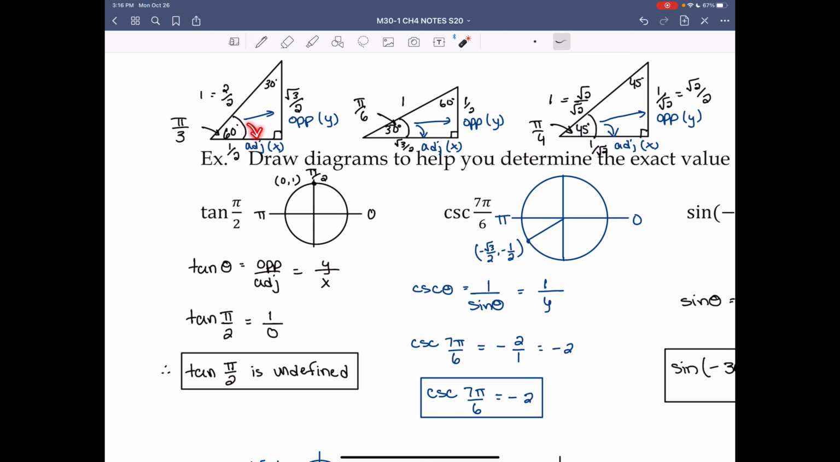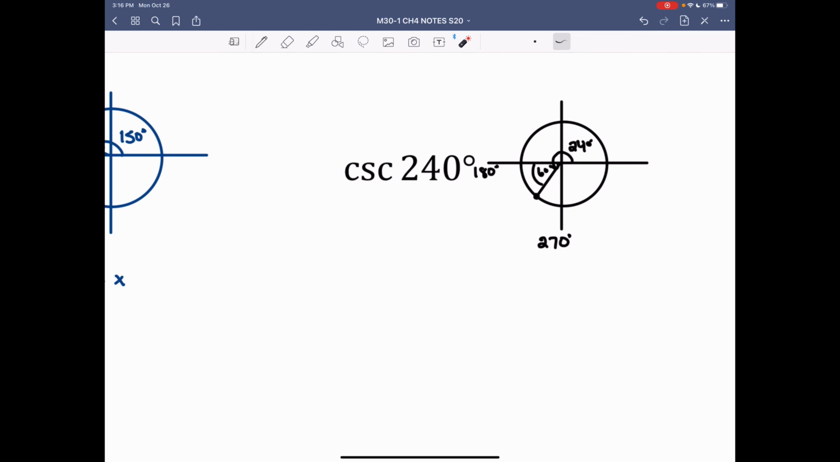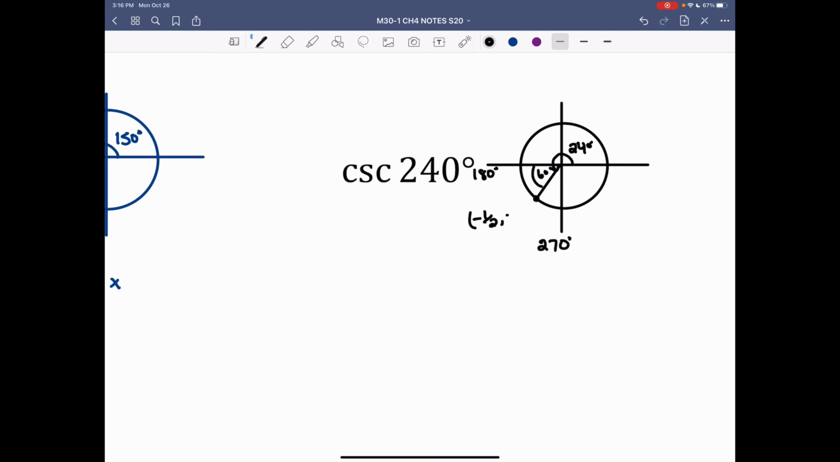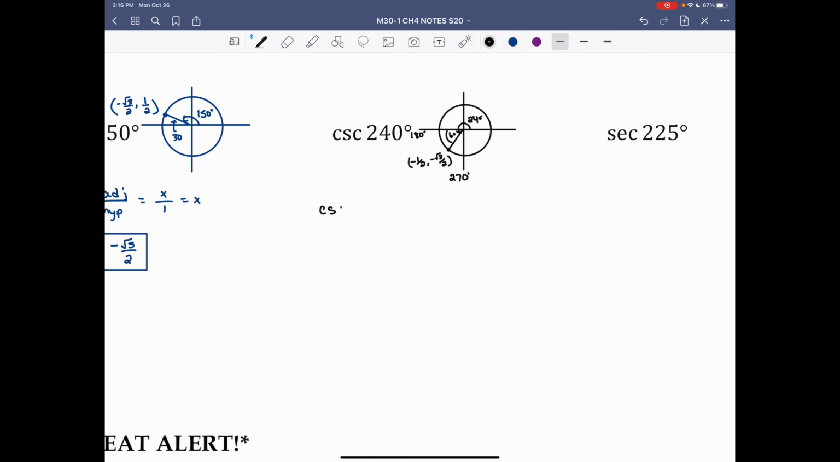The x value is 1/2. The y value is √3/2. They're both going to be negative in this case. Negative 1/2 and negative √3/2. Then cosecant theta equals 1 over sine theta, which equals 1 over y for the unit circle. And cosecant of 240 degrees equals the reciprocal of the y value at 240 degrees. The y value is negative √3/2, so the reciprocal would be negative 2 over square root 3.